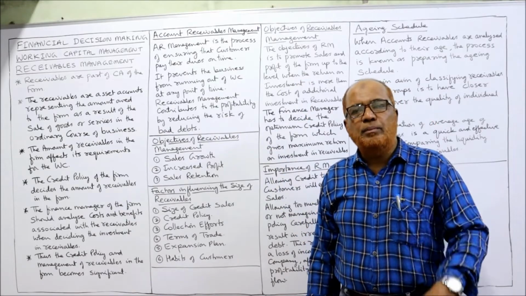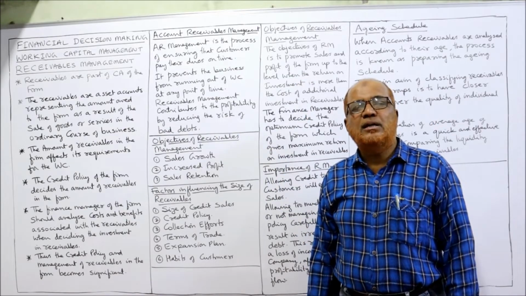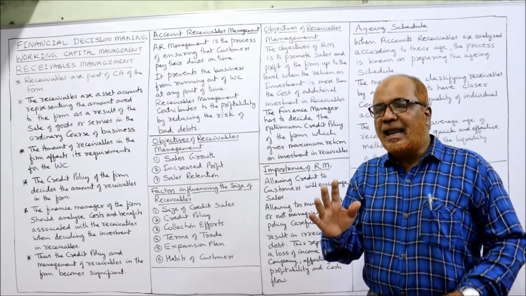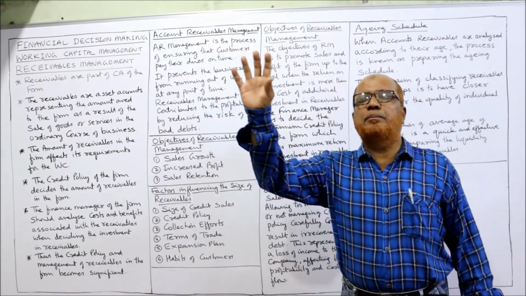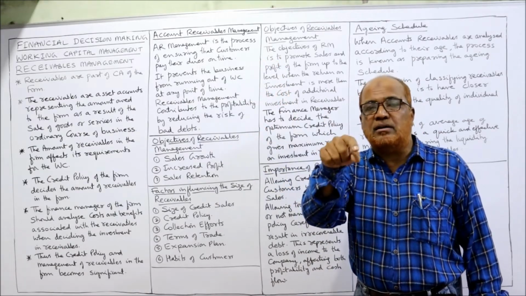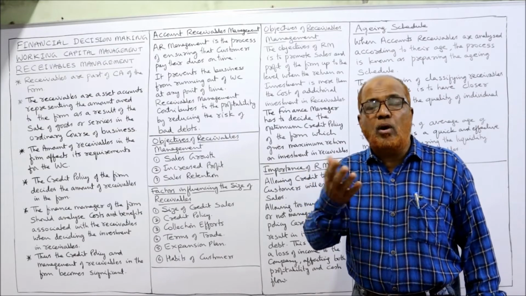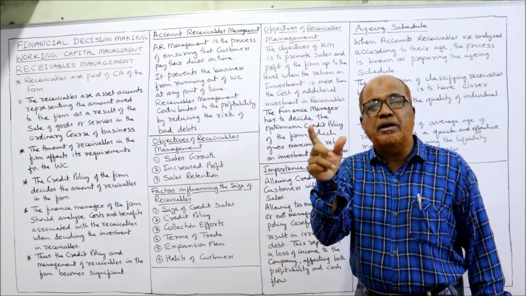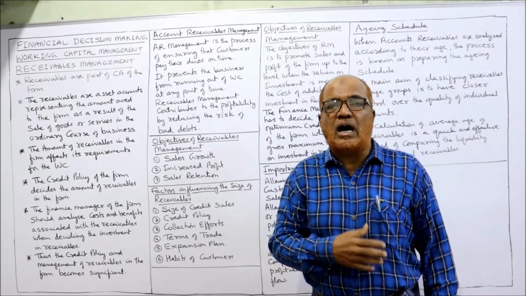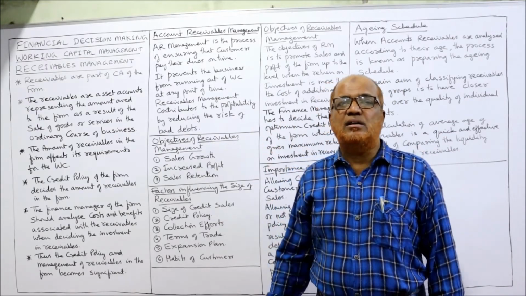The profitability will be more, but the disadvantages are also high. What are the disadvantages? Naturally, when we give a liberal credit period, more credit period, the sales will increase, profit will increase, but our money will be blocked for a much longer time period. When money is blocked for a longer period, our interest charges will increase.